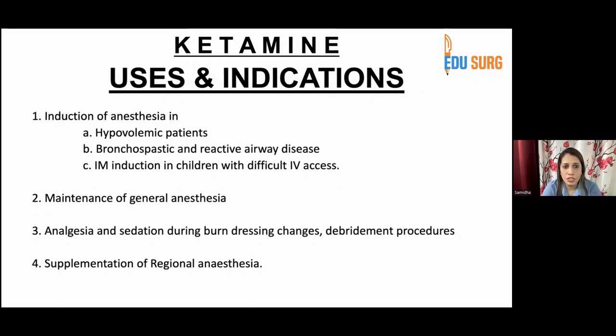Uses and indications: induction of anesthesia in hypovolemic patients, bronchospastic and reactive airway disease, intramuscular induction in children with difficult IV access. When we give IM, we combine it with midazolam and glyco and then give the intramuscular injection. Maintenance of general anesthesia, analgesia and sedation during burns dressing, debridement procedures, supplementation of regional anesthesia. Also, ketamine can be given as a nebulization before general anesthesia. It is also said to suppress the airway reflexes and will reduce your incidence of broncho- and laryngospasm.